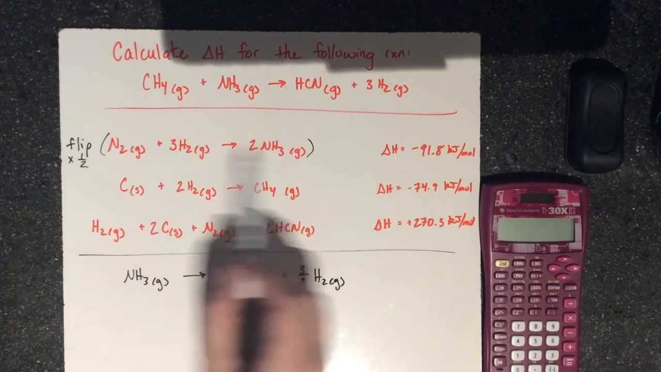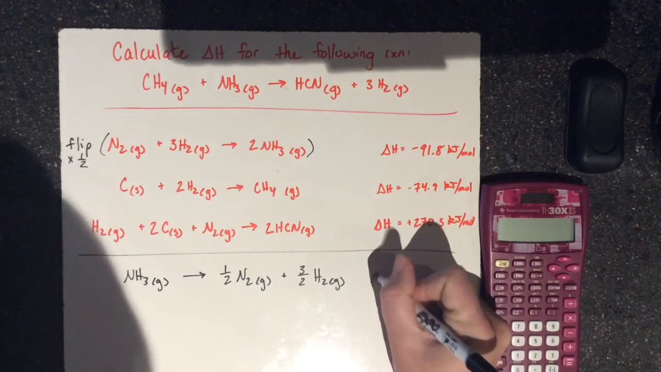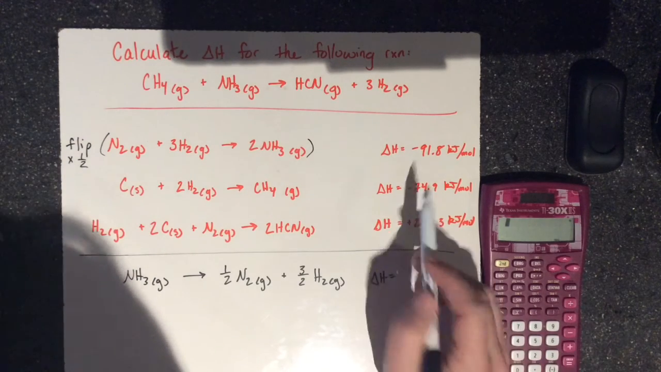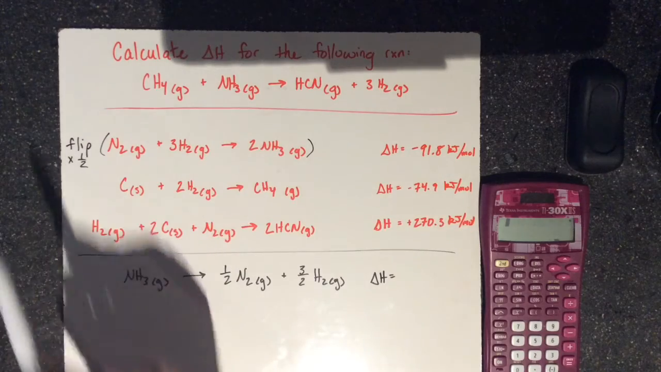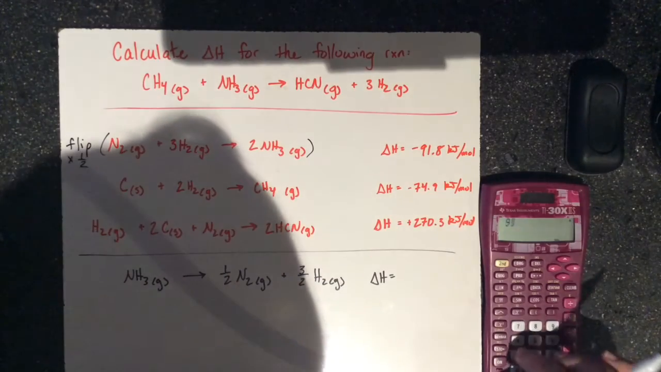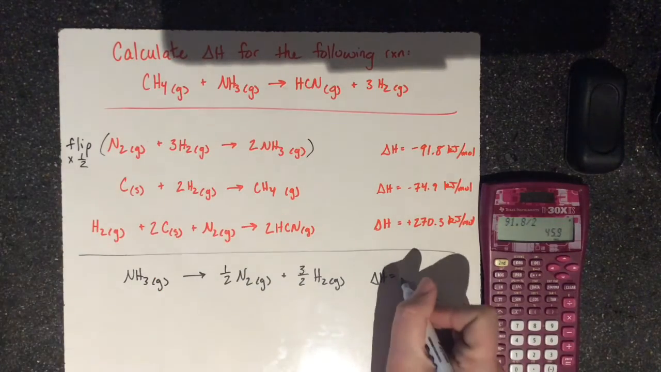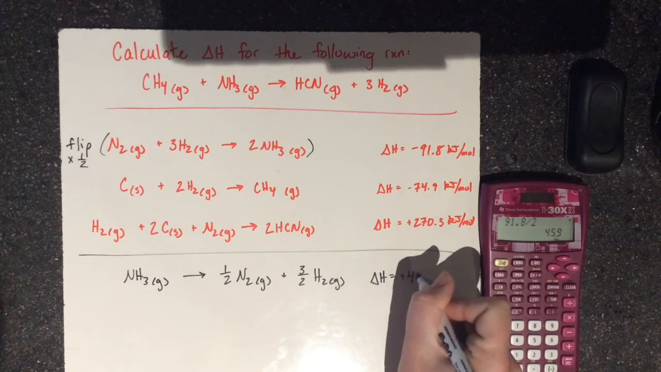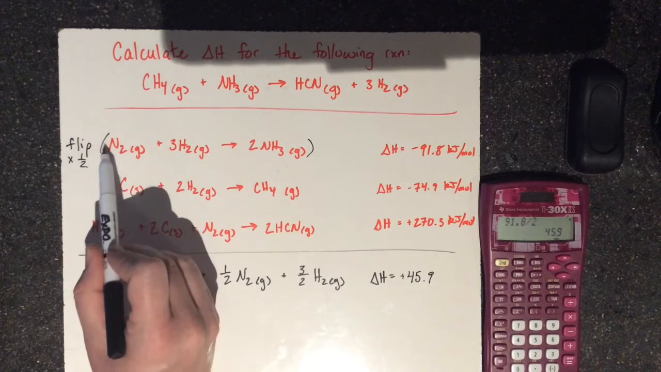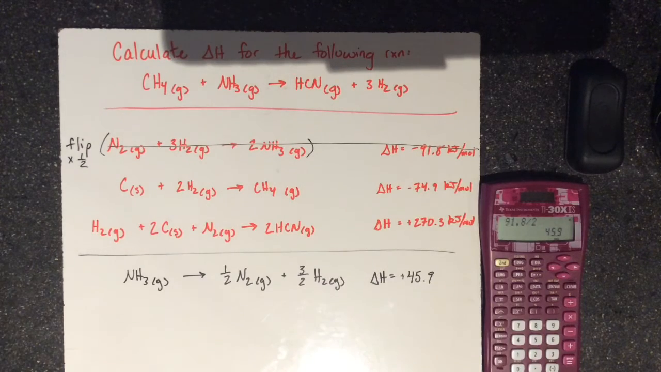And whatever I do to my reaction, I also have to do to my delta H, which means my delta H is going to be, put on my calculator here, it was negative, but since I flipped this, it's now positive, and I'm taking half of it, so 91.8 divided by 2 is 45.9, so now I have positive 45.9. And now I don't need to worry about my first reaction anymore because I have exactly what I need from it, so I'm going to cross this out.